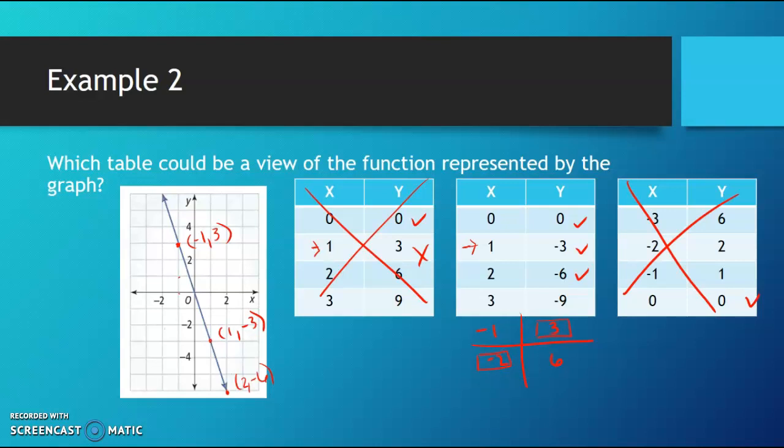If it's asking you to complete the table based off of an equation, then you're just going to take the x values and plug them in and find your y values. But if it's asking you, here's the graph, fill in the rest of the table, you're just pulling the points right off the graph. Use what they give you.